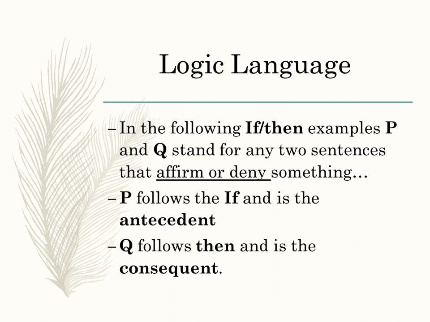Okay, so P follows the if and is called the antecedent. You guys are going to know this. Ante stands for before. P is the antecedent. Q is called the consequent. It's not the consequence, but the consequent. P follows the if and is the antecedent. Q follows the then and is the consequent. All right, so let me give you an example.